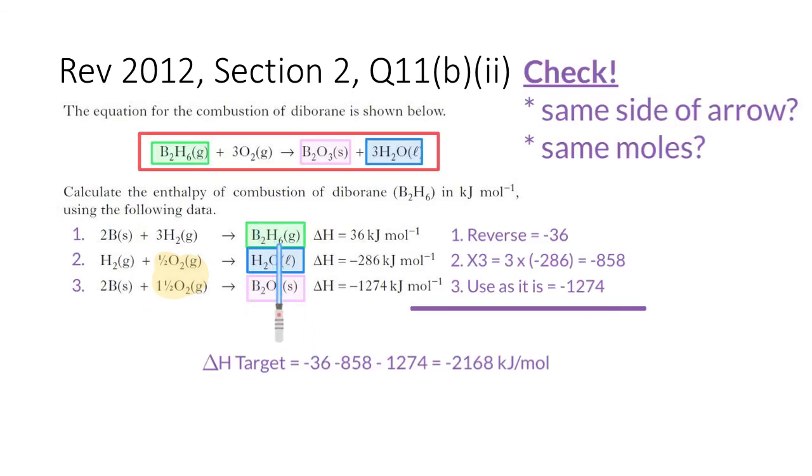So in equation 1, we had this on opposite sides of the arrow, so it is reversed. Equation 2, same side of the arrow, but there's 3 moles in the target equation, so we times them by 3. Equation 3, same side of the arrow, same number of moles, so we used it as it was. Adding up those enthalpy values gives us a total of minus 2168 kilojoules per mole.